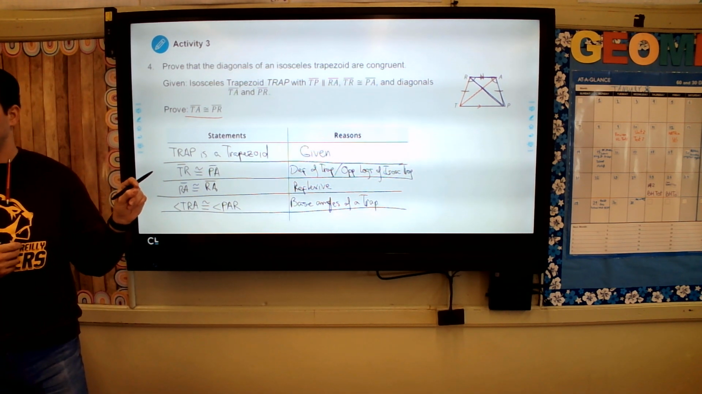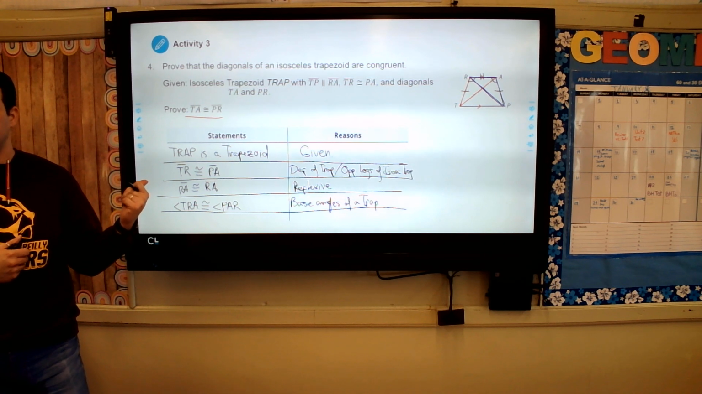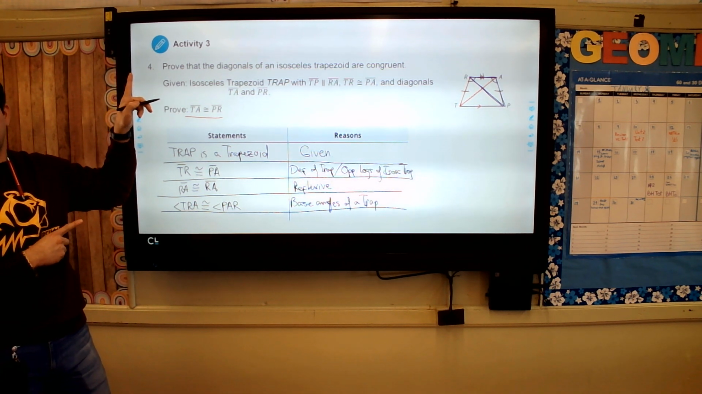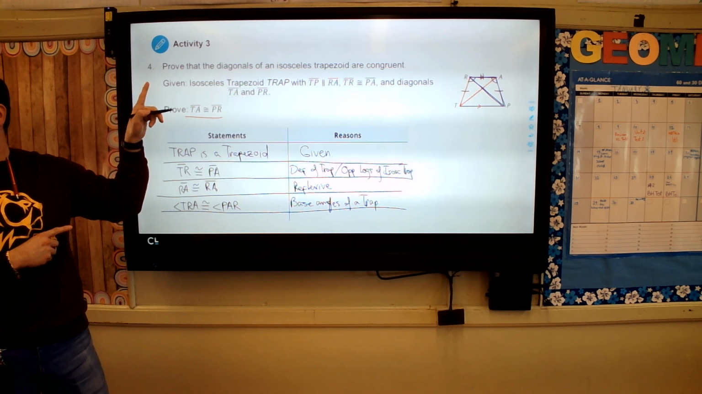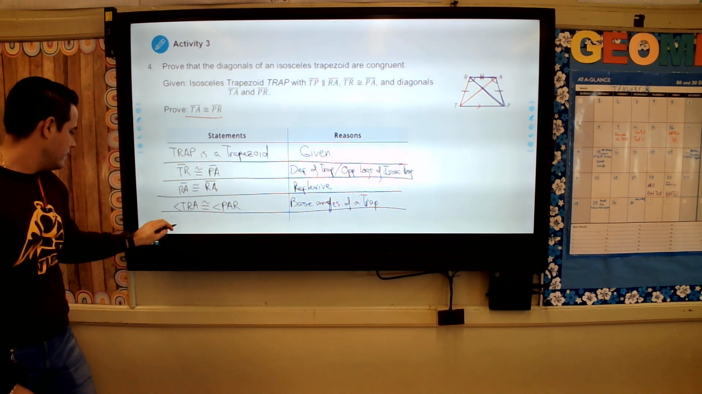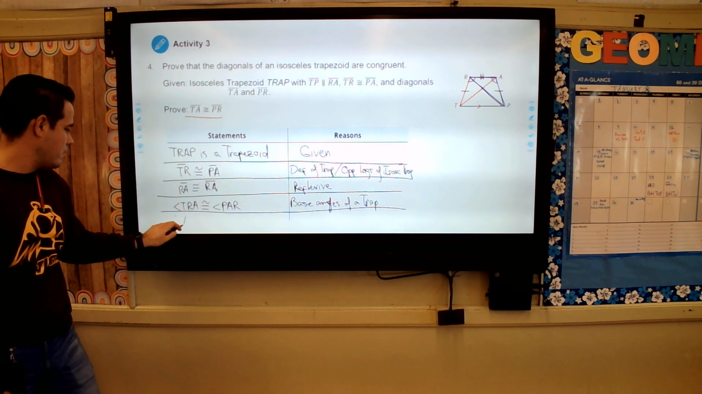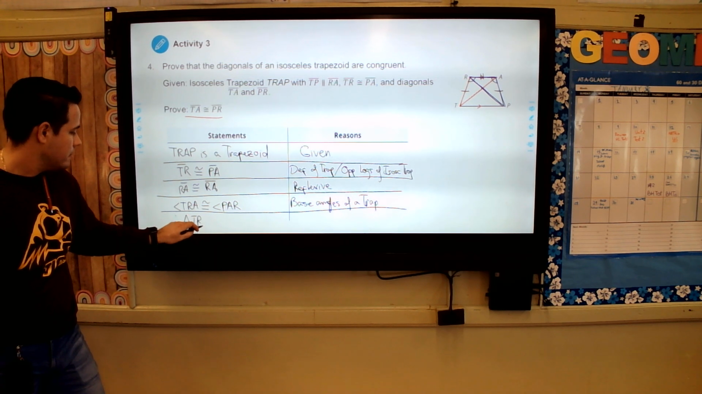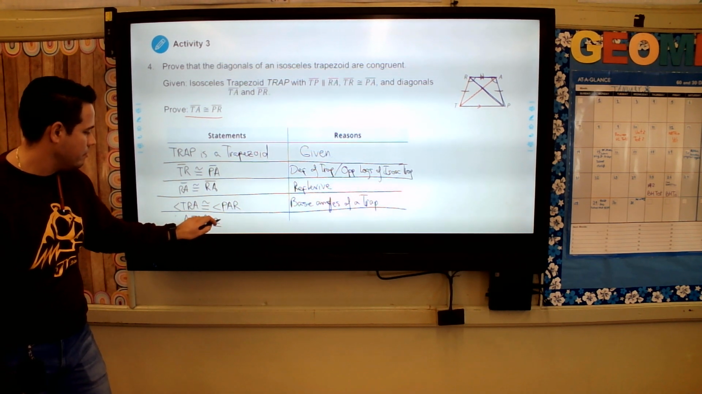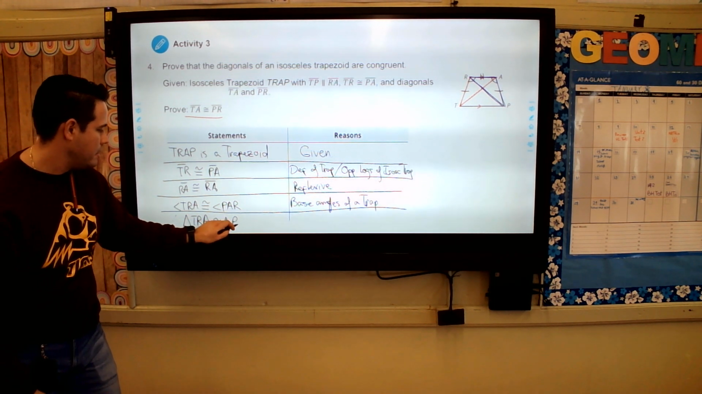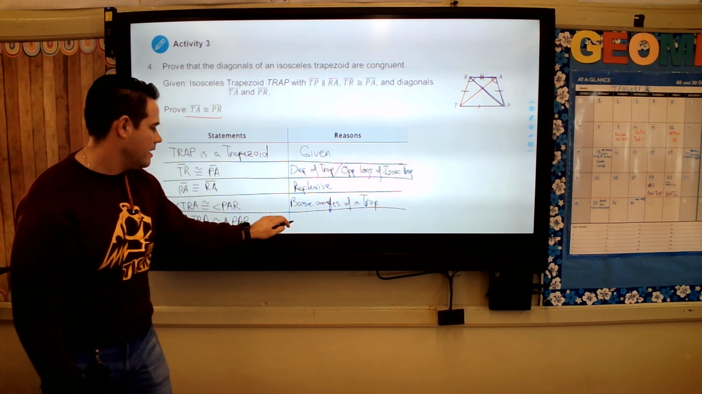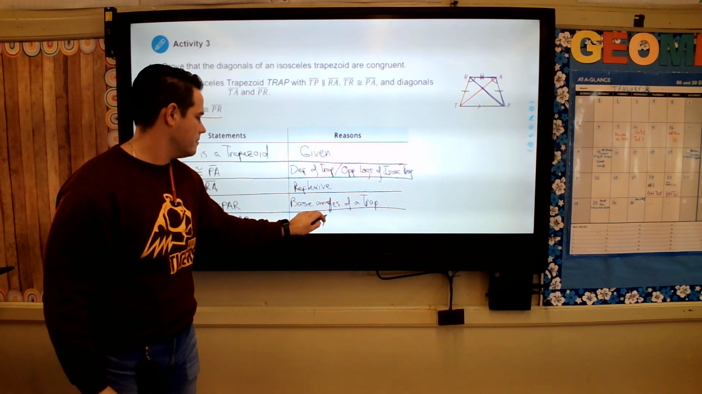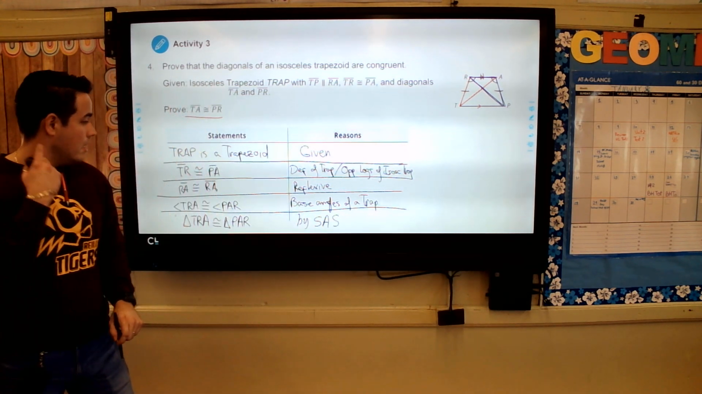Do I have enough information to conclude that these triangles are congruent by either one of my definitions? Yes. I'm pointing up there like they could see out there. They're congruent by SAS. Okay, so I'm going to say triangle TRA is congruent to triangle PAR, and they are congruent by SAS. I meant SAS. Boom.